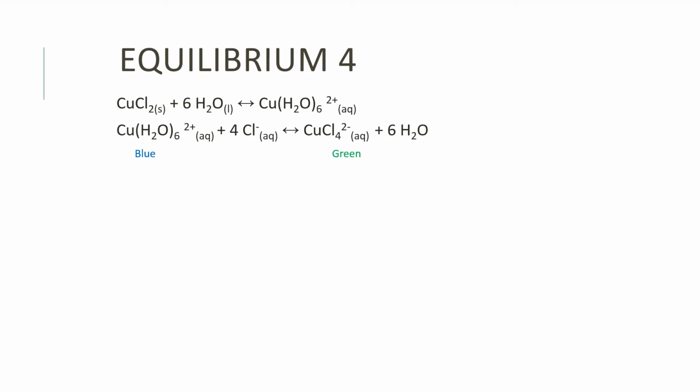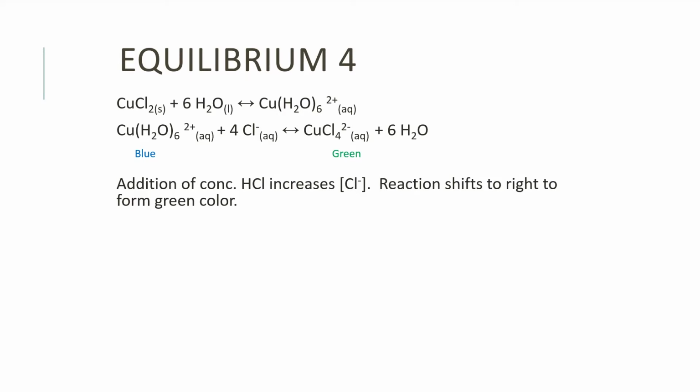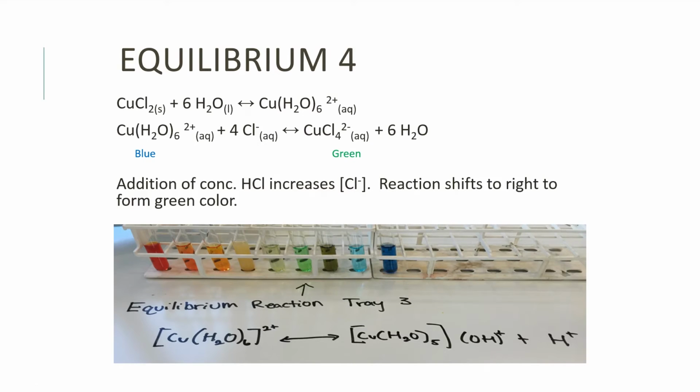Equilibrium 4. The equation shown below is the equation for this equilibrium reaction. From the addition of hydrochloric acid, the concentration of chloride increases, resulting in a reaction shift to form green color. The bright green test tube was created in this equilibrium.